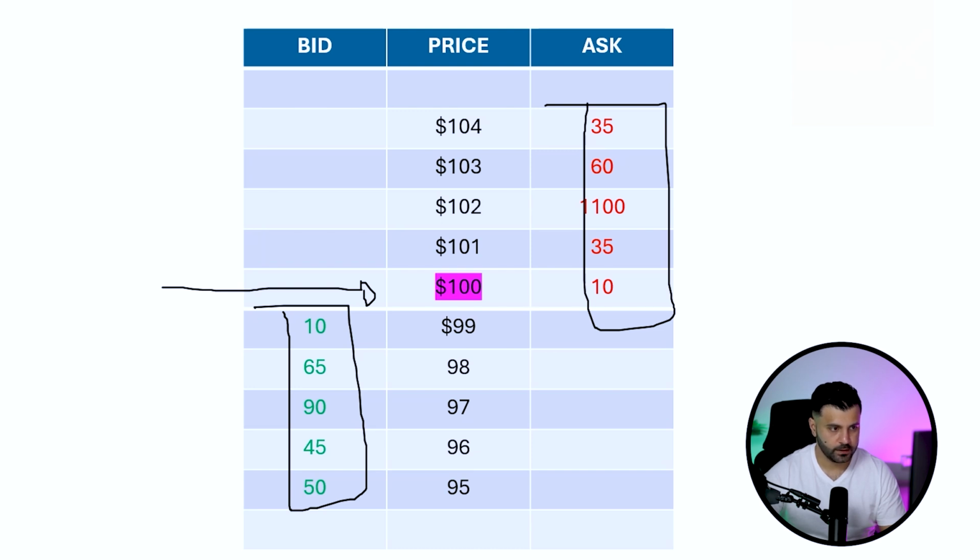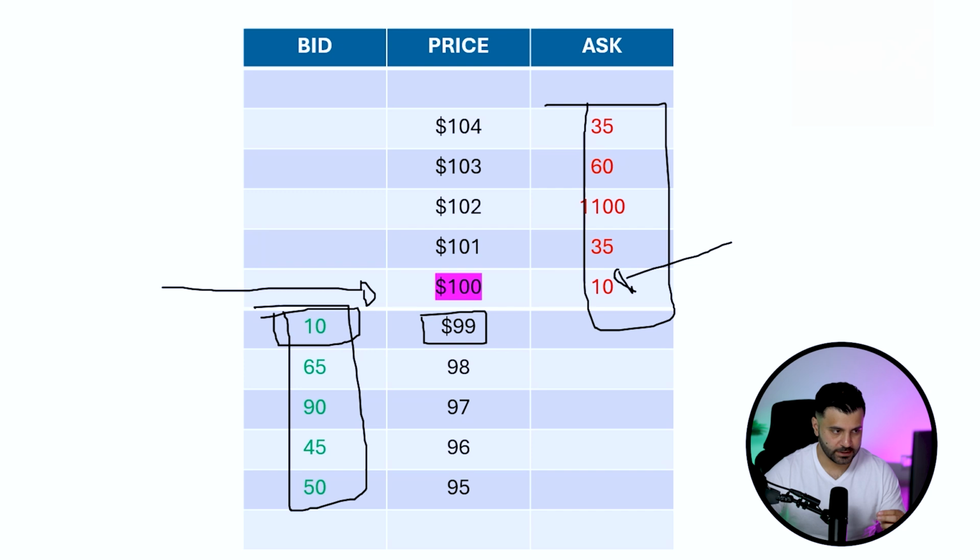So we have 10 orders sitting at $100. We have 10 contracts or 10 shares, whatever you want to call it, that are willing to sell at $100. They're willing to sell their shares at $100. And then we have 10 orders sitting here willing to buy this stock at $99. Okay, so these are all limit orders. The order book only displays information on limit orders.